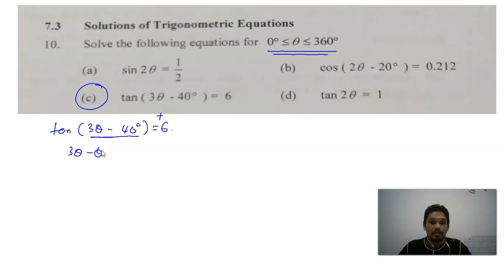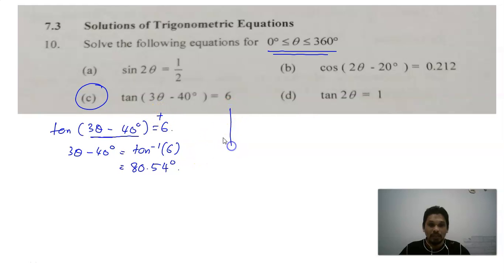So 3 theta minus 40 degrees equals arctangent of 6, which is, using shift tangent 6, equal to 80.54 degrees. Now this is the basic angle of arctangent 6, and tangent of this angle is positive.